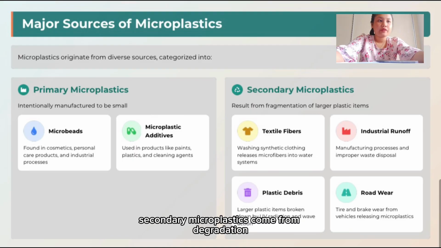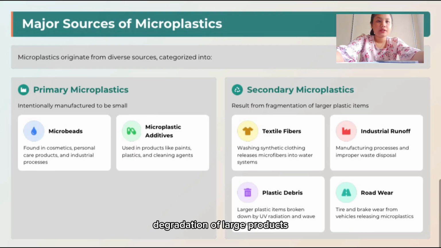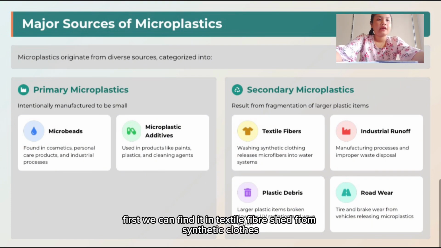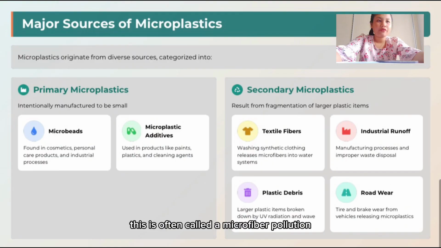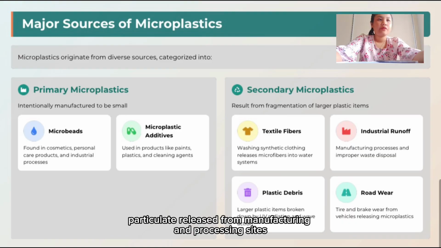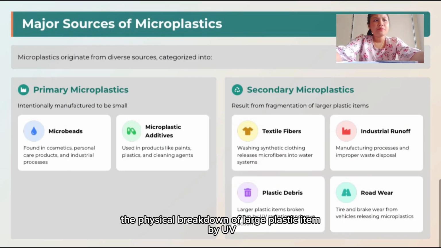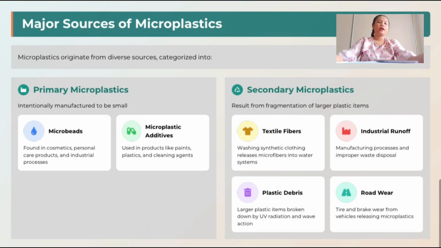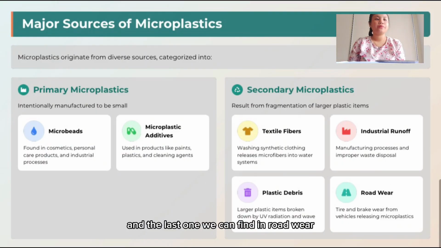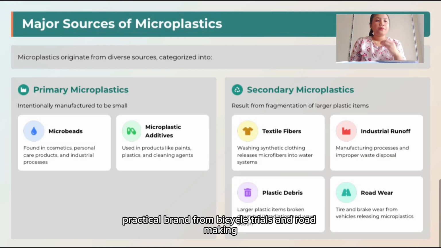Secondary microplastic comes from the degradation of large products. First, we can find it in textile fiber shed from synthetic clothes like polyester and nylon during washing. This is often called microfiber pollution. We can also find it in industrial runoff, particularly from manufacturing and processing sites. Third, we can find it in plastic debris, the physical breakdown of large plastic items by UV radiation and wave action in the ocean. And the last one, we can find in road wear, particles from vehicle tires and road marking.